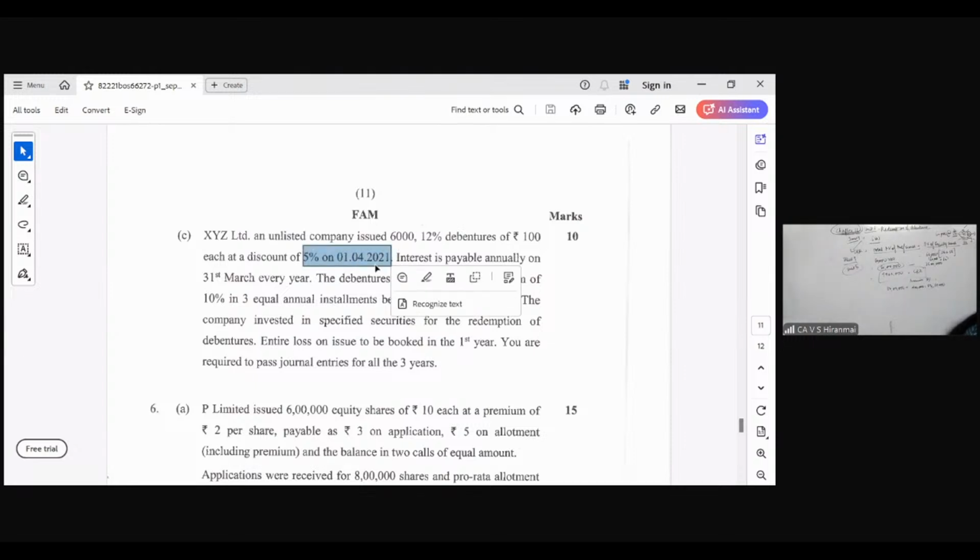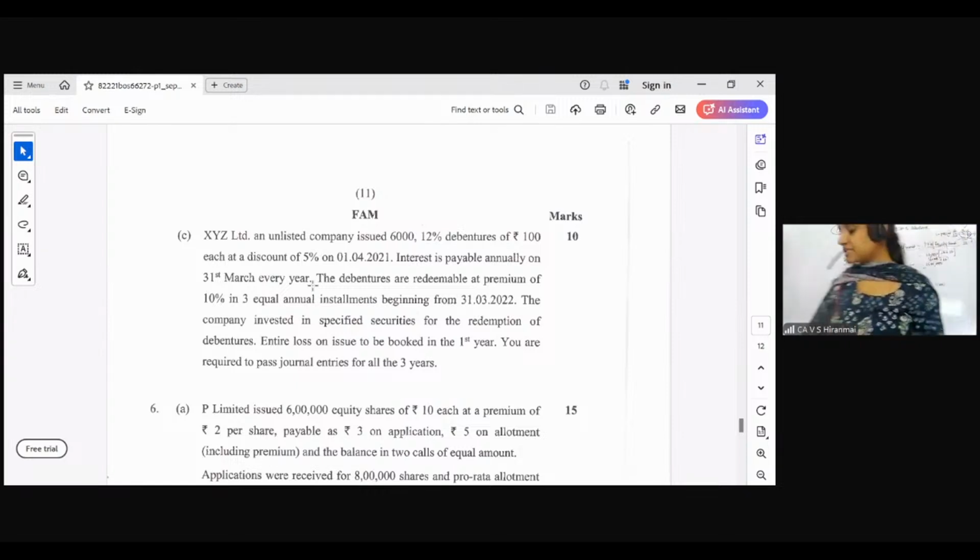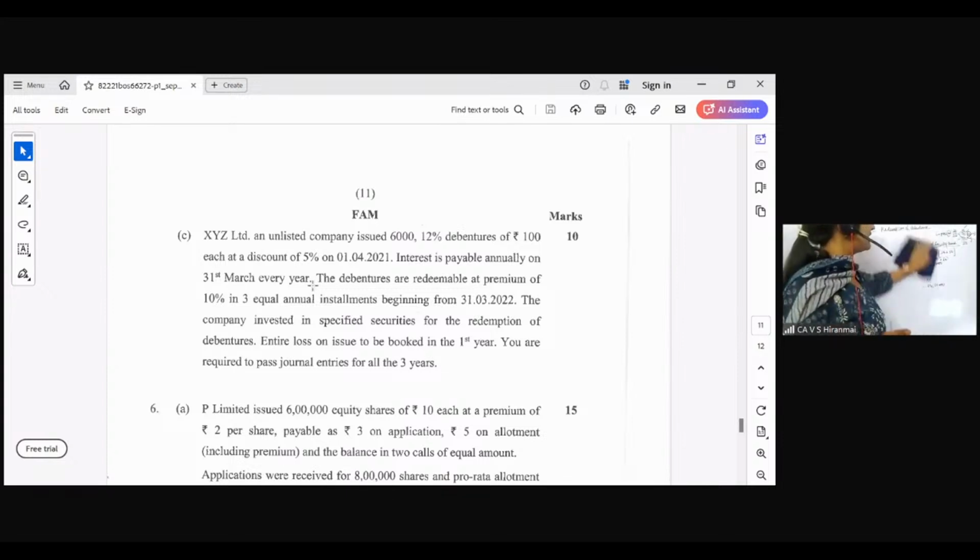So the first thing here is the issue entry. This is a combination of two units, issue of debentures, unit 3, and redemption of debentures, unit number 6. All of you please see, the interest is payable annually on March 31st every year. So my dear students, here the interest is not paid 2 times. It is not paid semi-annually. It is paid annually. Much easier. Our life has become very easy. Only once in a year I should pass the interest entry.